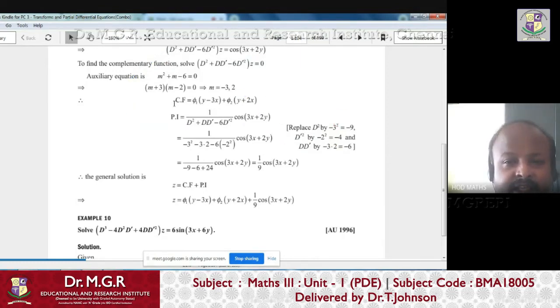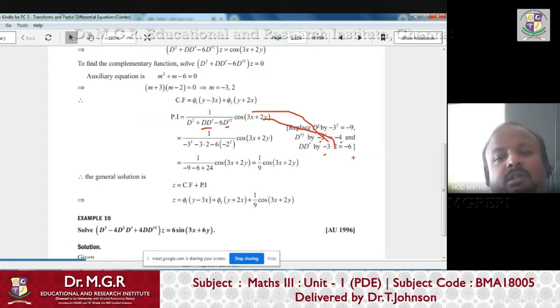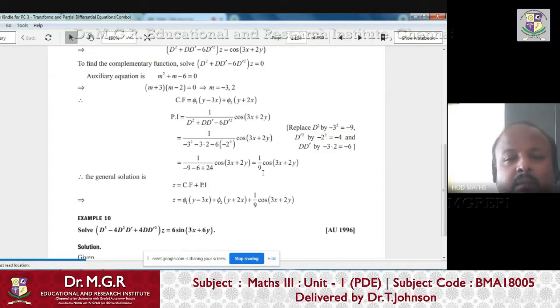Similarly, for the D dash square term, you have to write minus the coefficient of y squared. What is the coefficient of y? 2. So 2 square is 4. And similarly for the DD dash term, you put the minus sign, and then you take the coefficient of x one time and the coefficient of y one time. Previously it was 3 square, then 2 square, but now for DD dash it is minus of 3 into 2, minus 6. So you substitute the value here, and if you are getting a nice number in the denominator, then the problem is over. You can straight away write z is nothing but the complementary function, that is this, plus the particular integral, this.